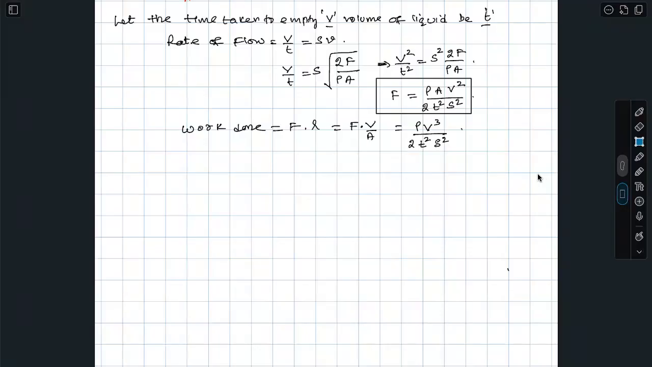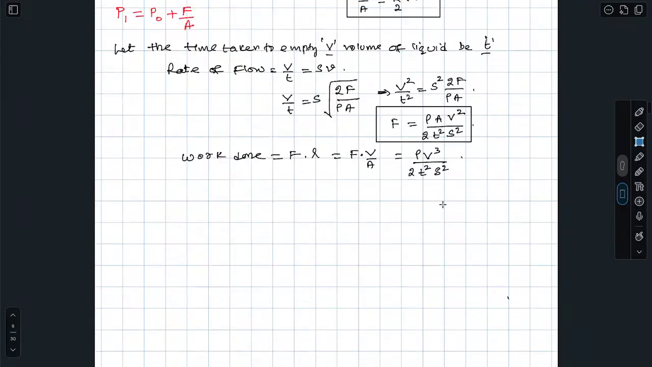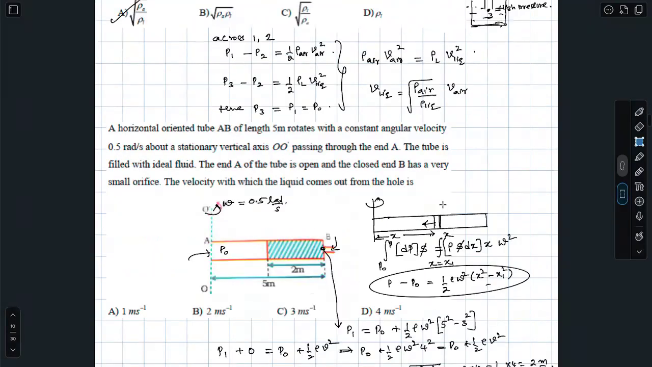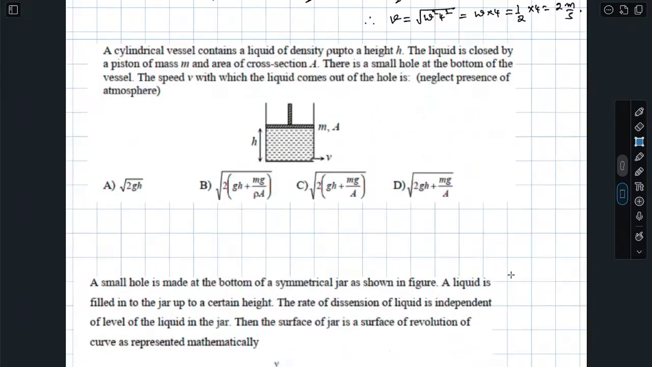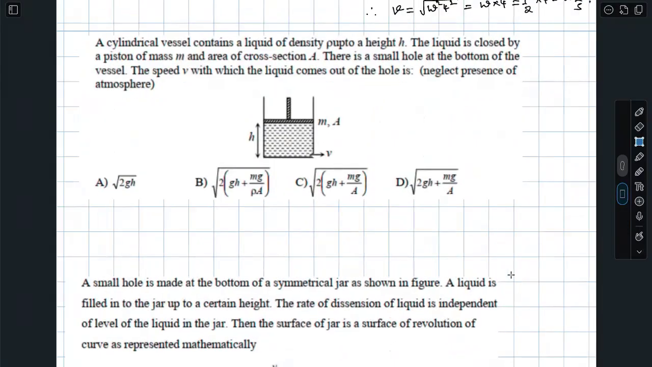Right. So we have covered till this point in our previous class. Now, let us work on this particular model. Please go through the question, everyone.